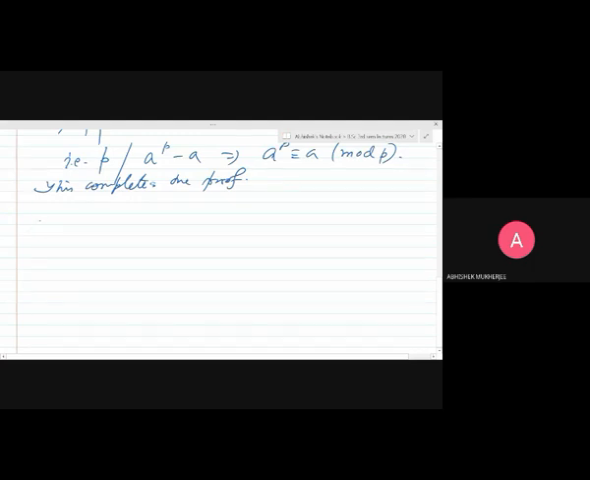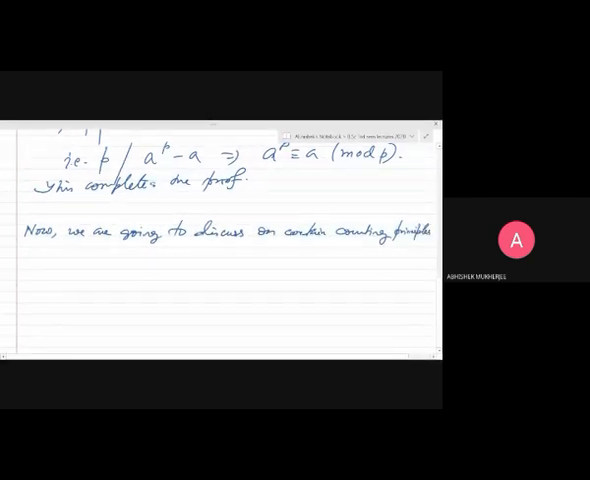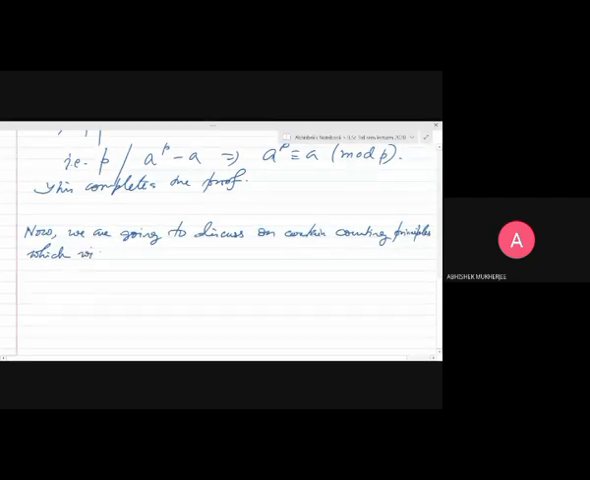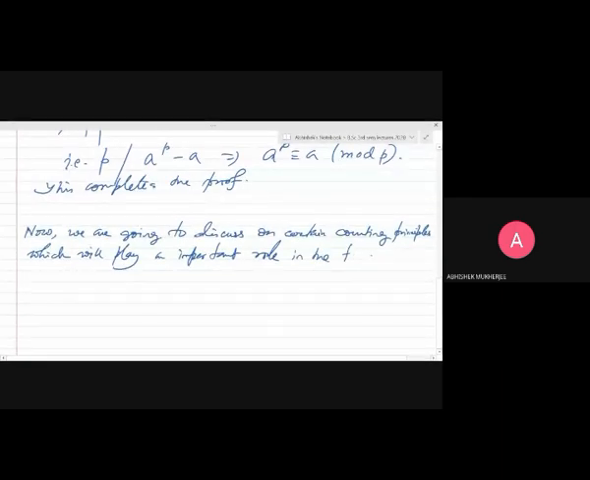So now we are going to discuss certain counting principles which will play an important role in the theory of finite groups.